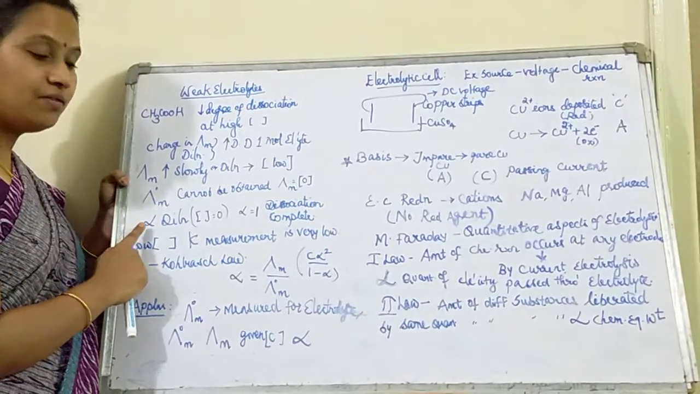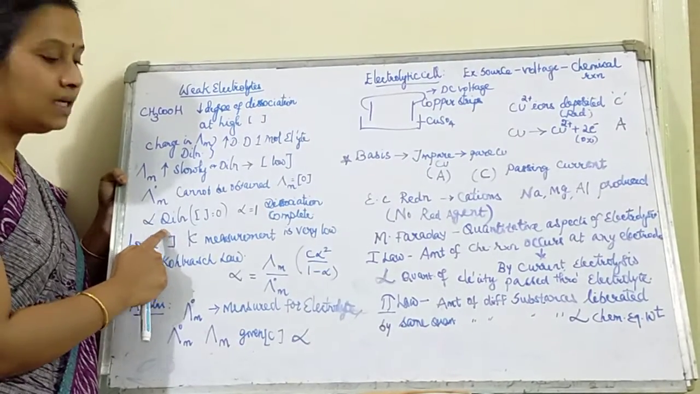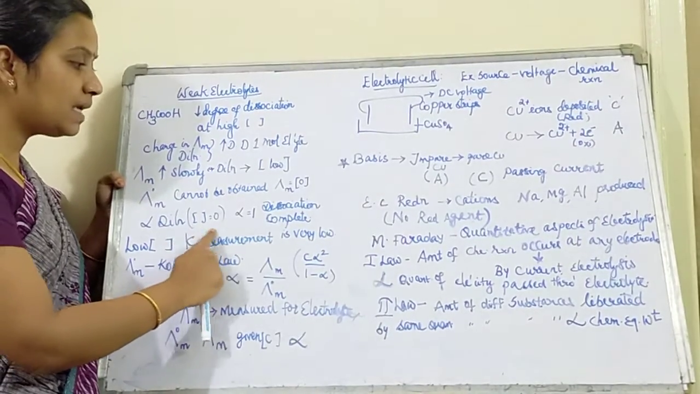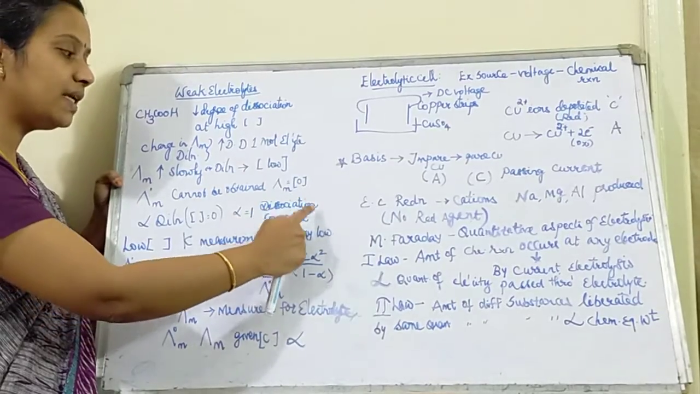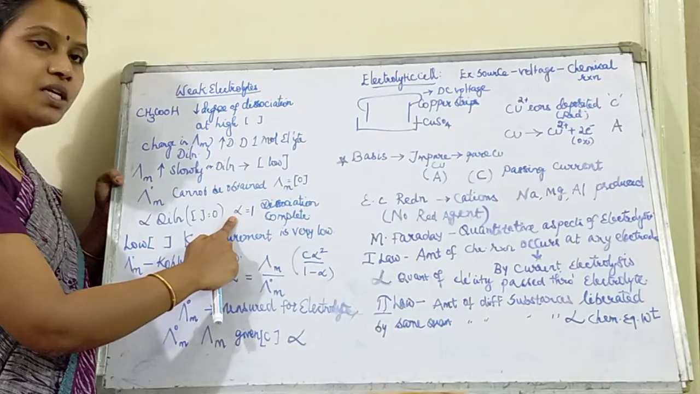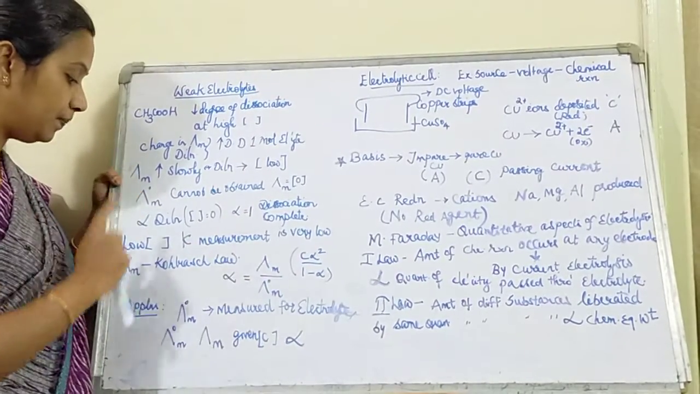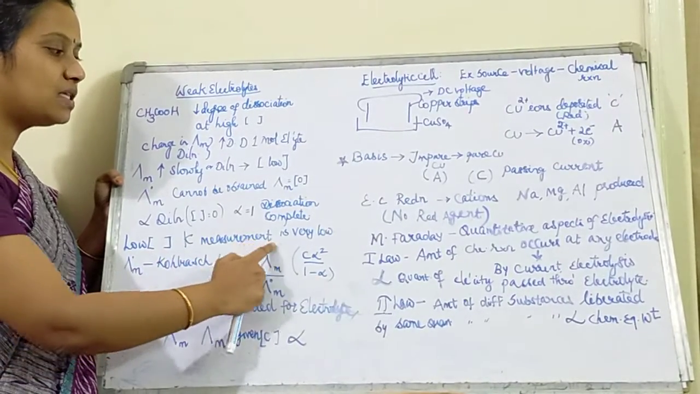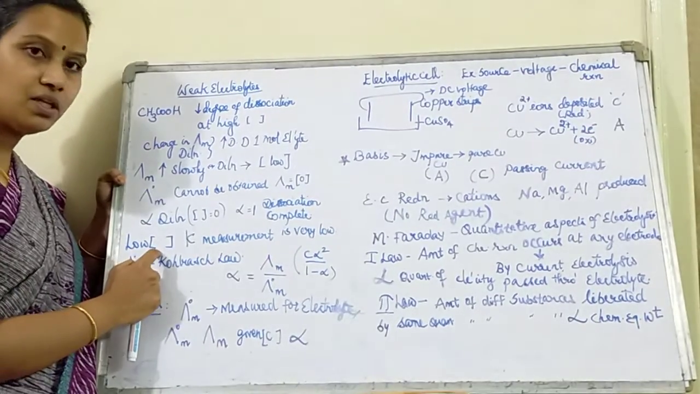Consider a case where you have infinite dilution. What is infinite dilution? Infinite dilution means concentration is 0. In this case, what happens to the dissociation of the electrolyte? The dissociation of the electrolyte is complete. So the degree of dissociation alpha is 1. Now at low concentration, your conductivity measurement is very low. It is very difficult to measure conductivity at low concentration.